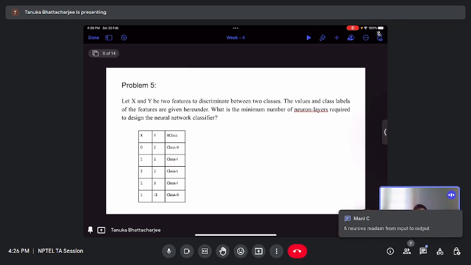6 neurons, okay, that is fine, but how many layers do you need? Is it a single layer network you need or a double layer network you need? You need 3 layers. Why do you think so?